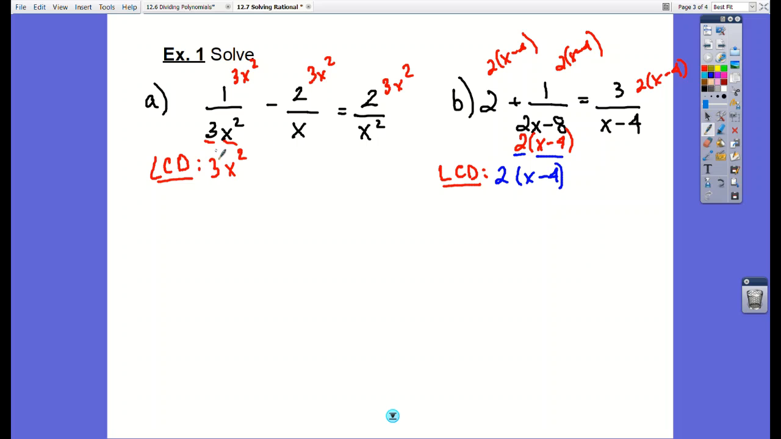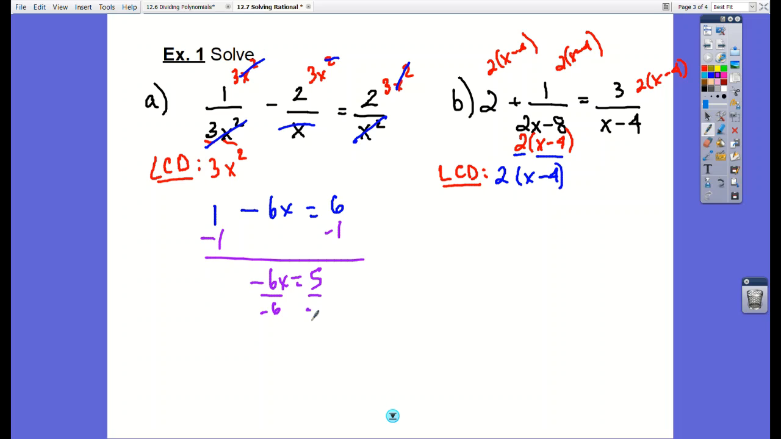So then let's just start crossing stuff off. 3x squared goes into 3x squared once, so you're left with a 1. x crosses off with just one of those x's, so you get negative 2 times 3x, so that's minus 6x. x squared divides x squared once, you're left with equals 6. This is now just a two-step problem. We subtract the 1 over. Minus 1, negative 6x equals 5, divided by negative 6. x is negative 5 over 6.